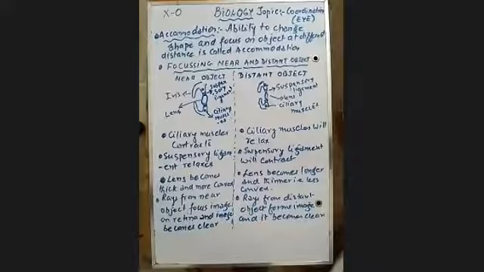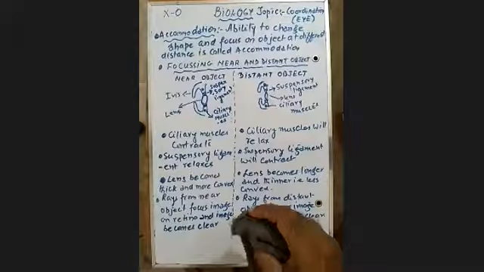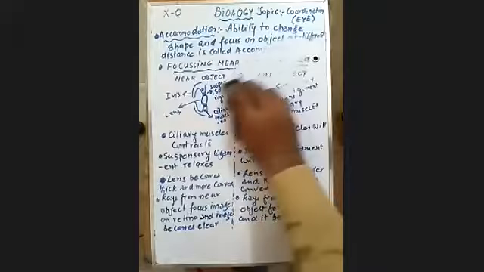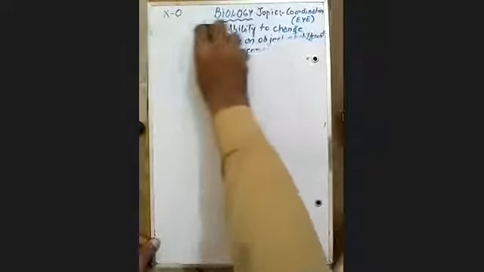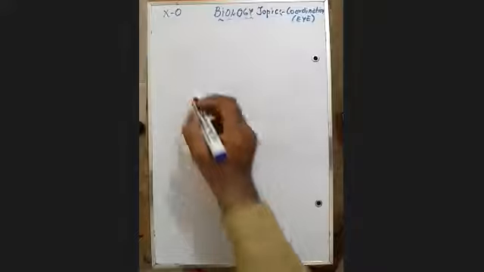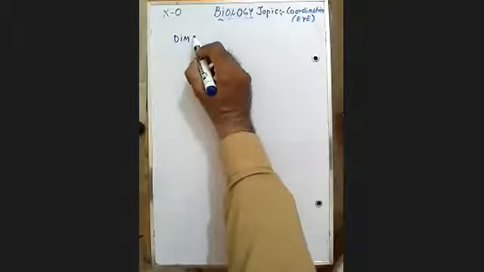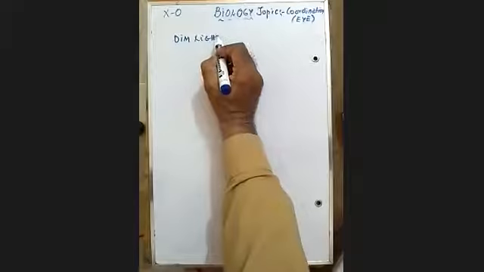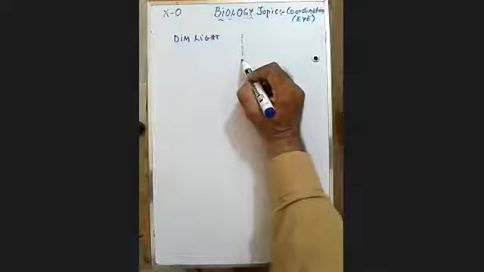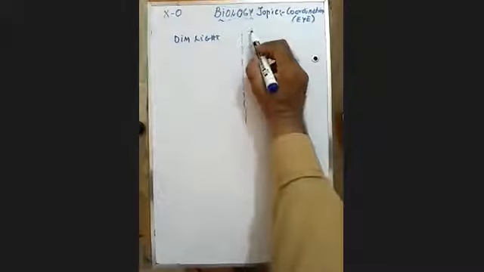Now, how will the eye respond in regulation of the pupil in dim light and bright light? We'll discuss that also. We have done the distant object and near object. Now we'll be doing viewing objects in dim light and bright light. First of all, I'm just drawing a little diagram: this is dim light, and this is bright light.